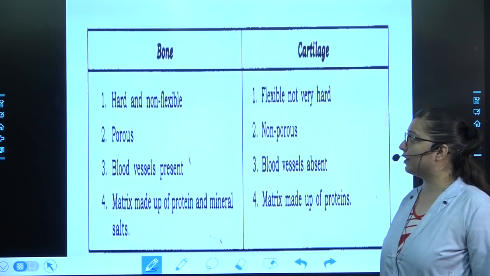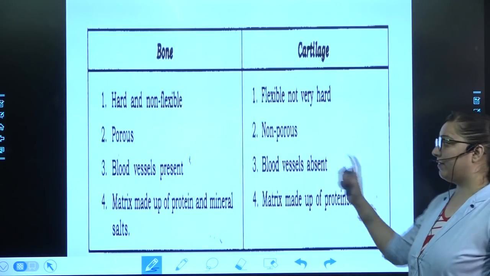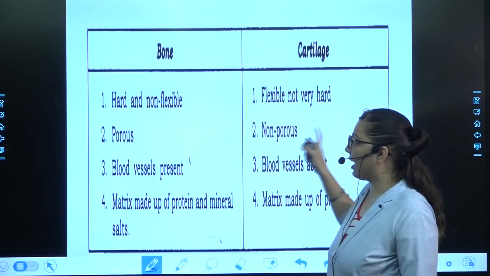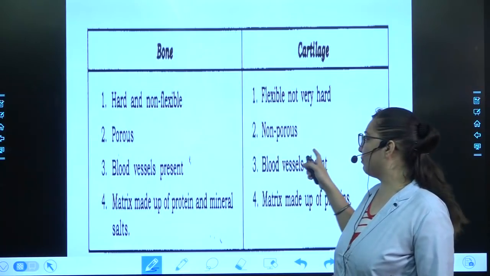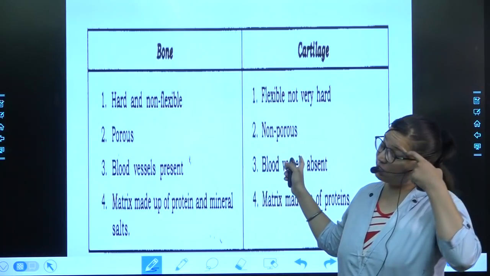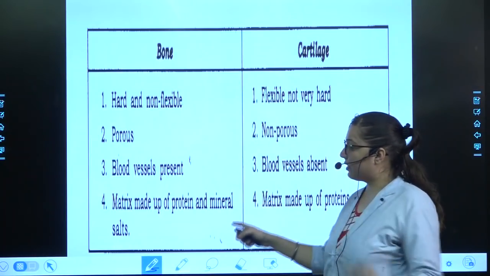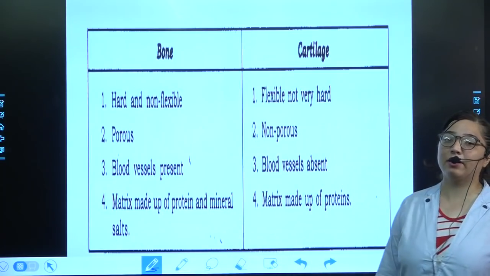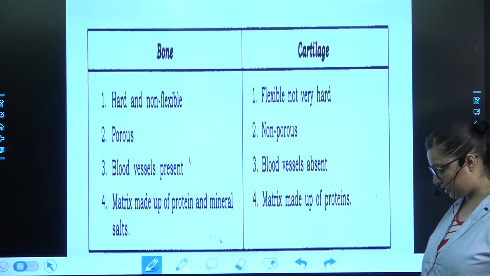The difference between the bone and cartilage. Bone is hard and not flexible. Cartilage is soft, flexible and not very hard. Bone is porous. This is non-porous. Here blood vessels are present. Here blood vessels are not present. What is its matrix? Made up of protein and salts. Here it is only made up of proteins. Okay.